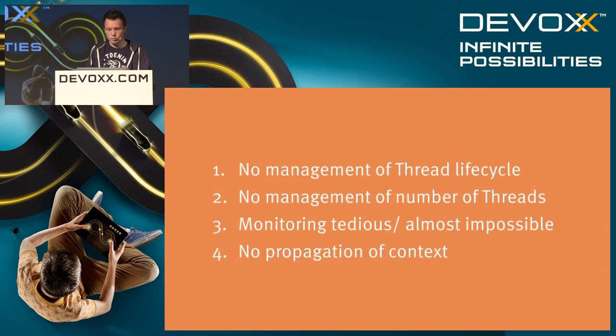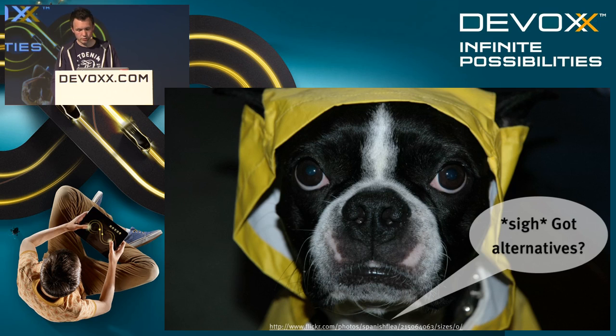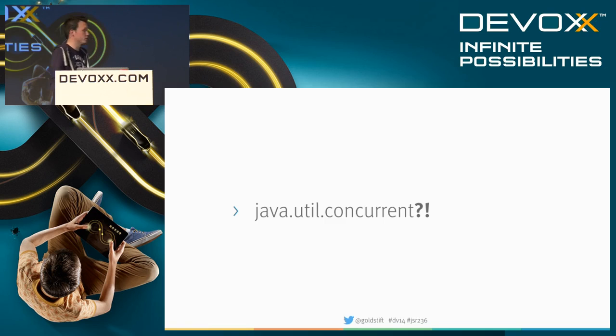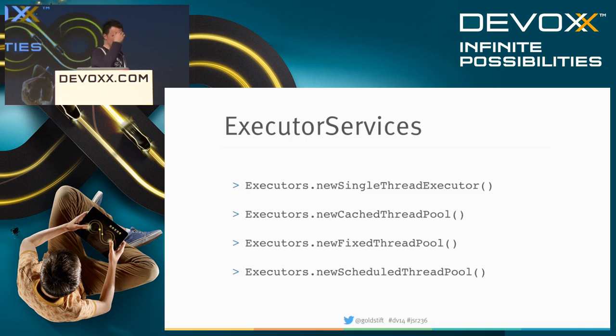Okay, so what can we actually do about this? Have we got alternatives for this? Well, yes. In my projects, I often see people using java.util.concurrent, which is, as you might know, JSR 166, which was refined multiple times since Java 5. But it provides some great convenience. And what I'm talking about is, you probably know, the Executor services.